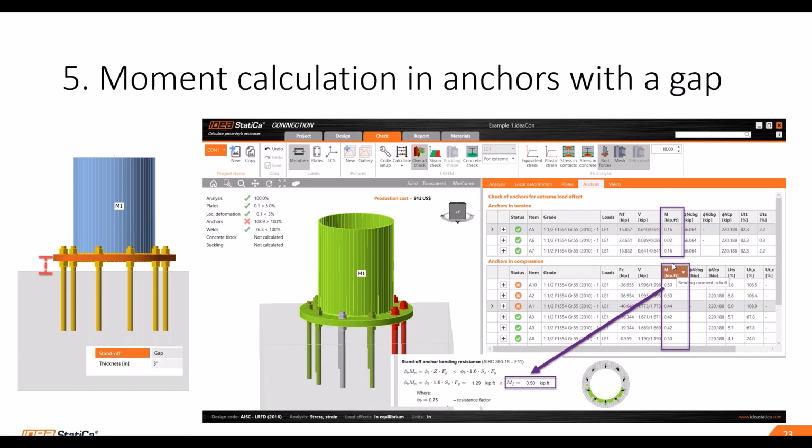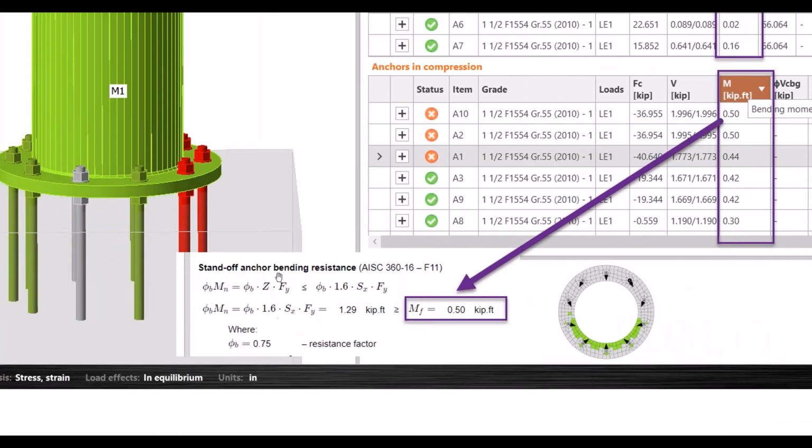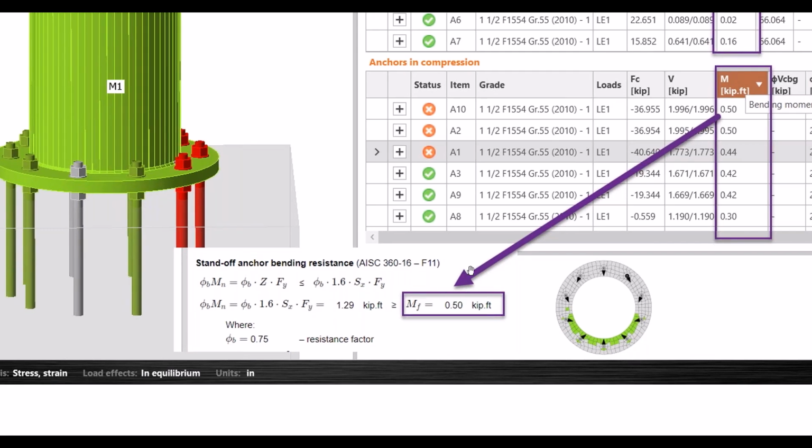So when you go into the results and then you click over anchors, you will see that moment calculated over here. And again, this is now from the finite element analysis calculation. You can see that this moment is also used in the bending resistance design.